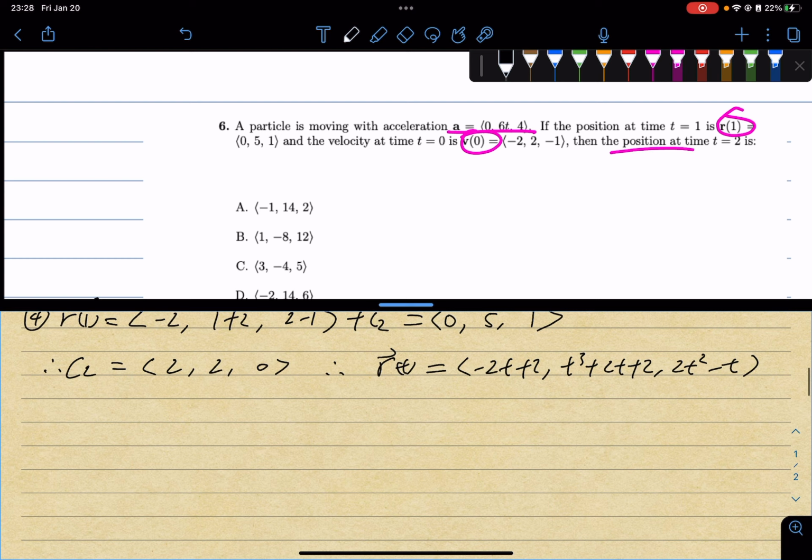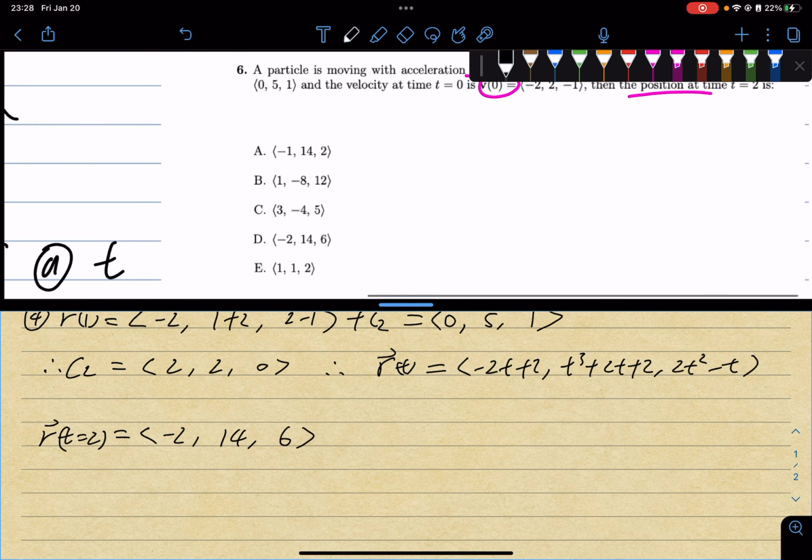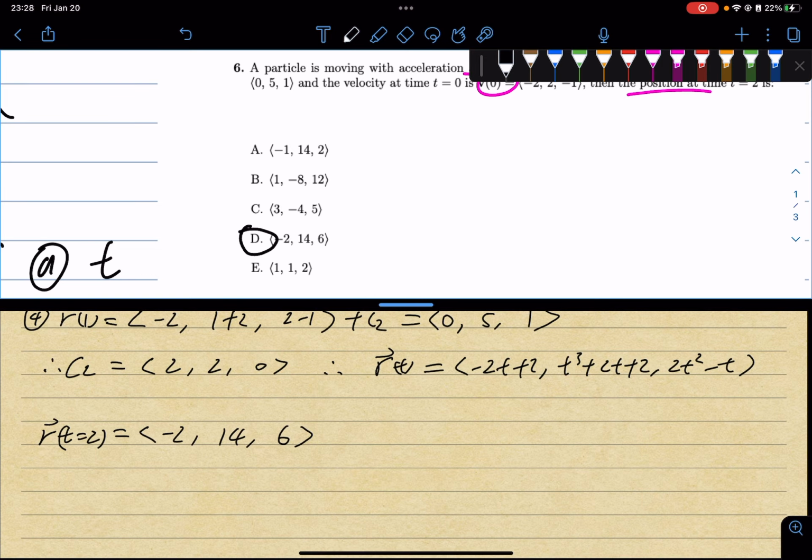All right, so the question is asking us for the position at t equals 2. So we're going to evaluate this position vector at t equals 2. This will give us negative 2, 14, and 6. And that should be the answer D.